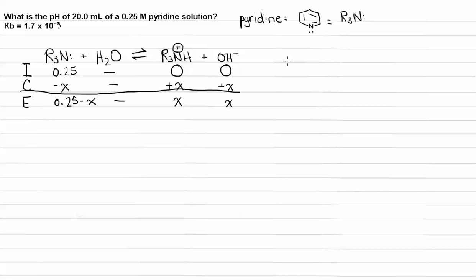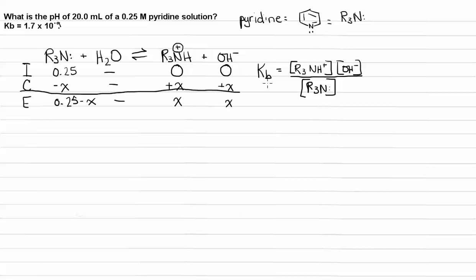Let's talk about the KB expression. So KB is very similar to any other equilibrium constant, in which it's the products over the reactants, and don't forget they're raised to their orders. So the KB expression here is equal to the concentration of conjugate acid, R3NH, times the concentration of hydroxide, both to the first power, again because their coefficient is 1, divided by the concentration of the base, R3N, also to the first power, because its coefficient is 1. Water is already taken care of in the KB expression, so we don't have to worry about water here.